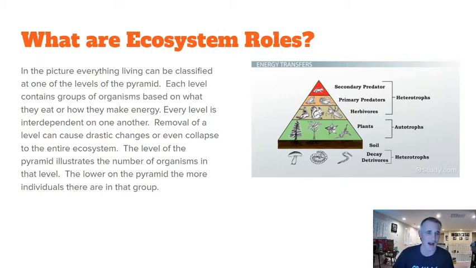Now, usually at the bottom, you have more organisms, lots of different bacteria and detritivores and plants. And then when you get all the way to the top of the pyramid, it's smaller at the top, and usually at the secondary predator level, you're going to have fewer organisms, at least in a particular ecosystem or area.